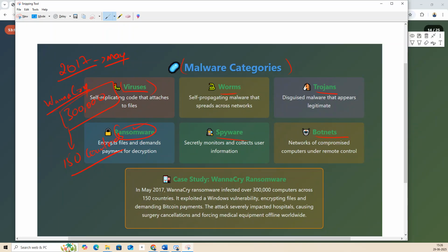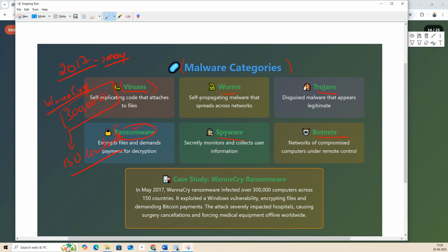But it wasn't just healthcare. Manufacturing plants shut down production lines. Railway systems cancelled trains. Telecommunication companies lost service. Government agencies went offline. Universities locked students out of their systems.